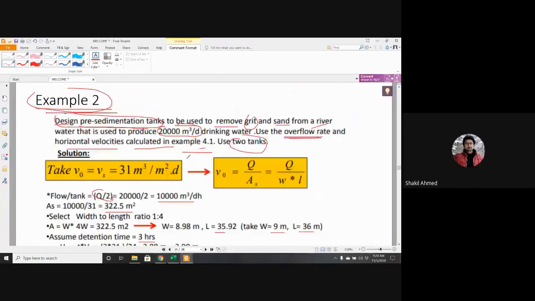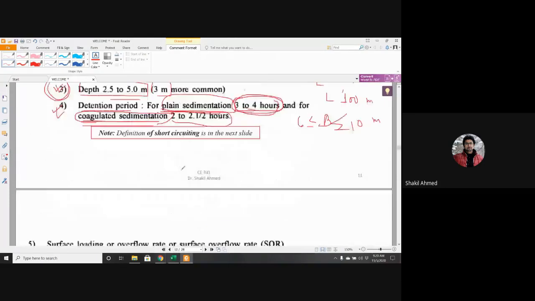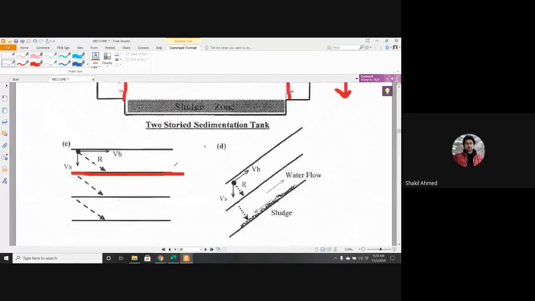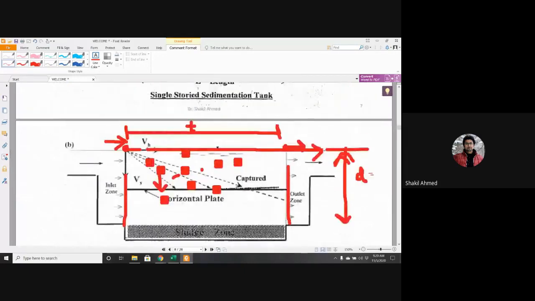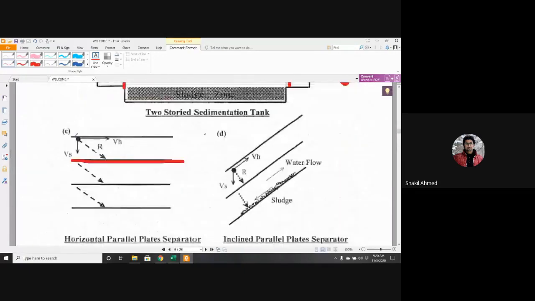No problem. So in that case, you can consider each of them a single sedimentation tank. This is one sedimentation tank. This is another sedimentation tank. This is another sedimentation tank. So your AS will be 1 into BL and your H will be this rather than the total one. Clear? Is it clear, guys? Yes, sir.